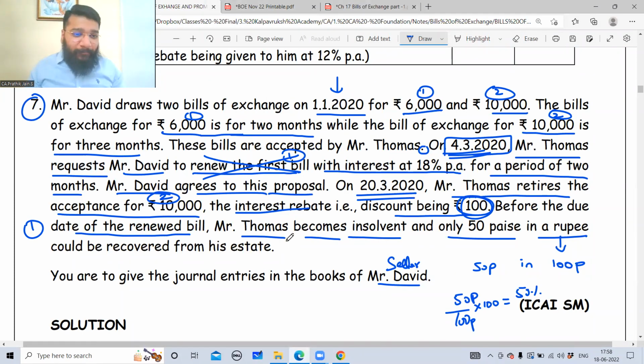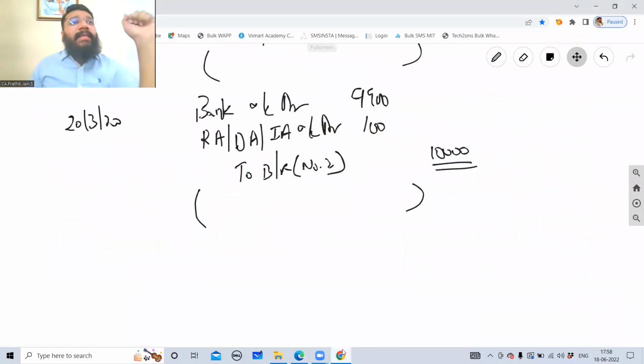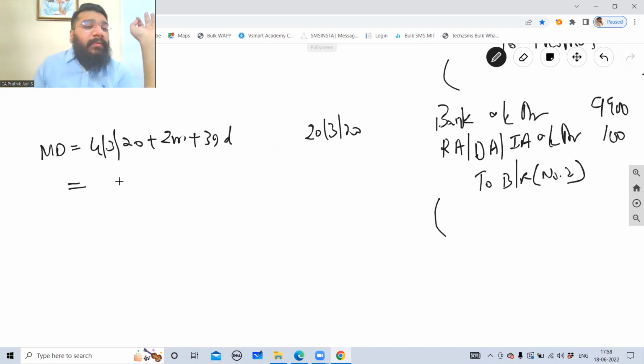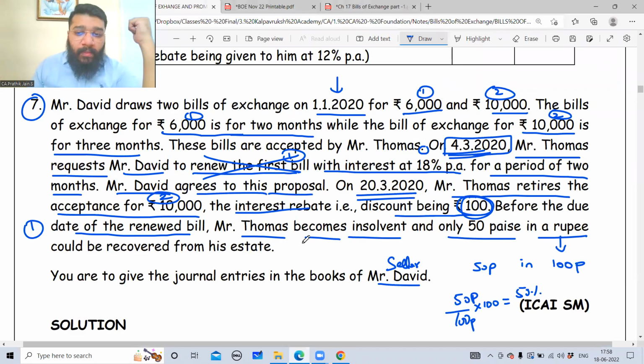Anyways, come back, guys, come back. So your second bill, Arjun, second bill is honored. Now we're left with third bill. What is the due date of the third bill? What is the date of drawing? 4/3/2020 plus 2 months plus 3 grace days. So March, then April, May, 4 May plus 3 days, 5, 6, 7. 7 May 2020 is the maturity date.